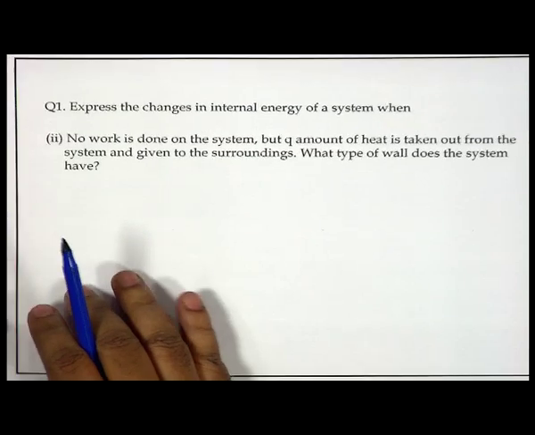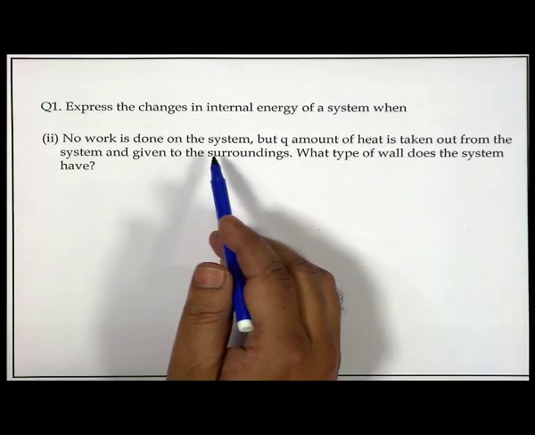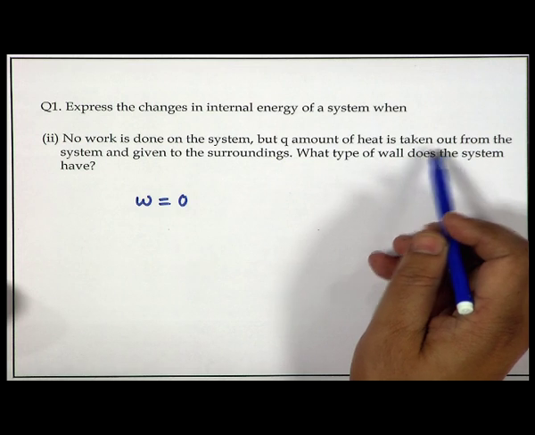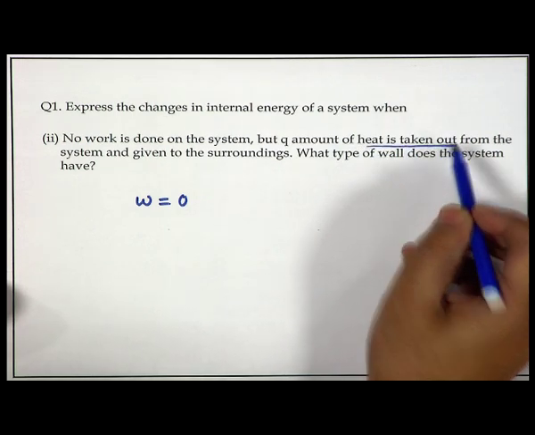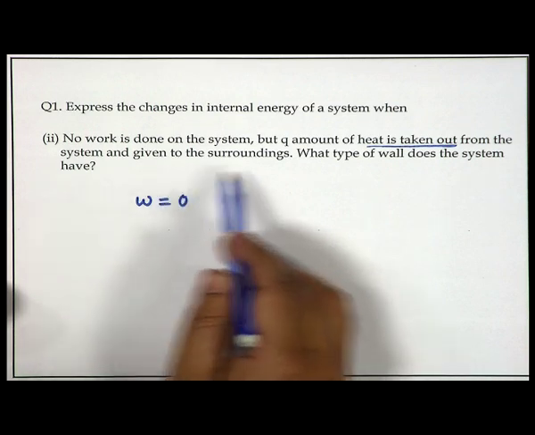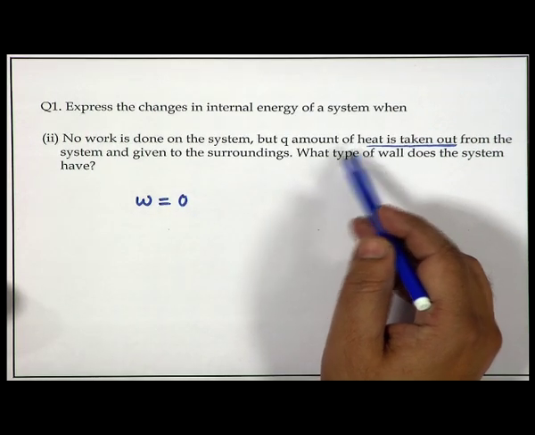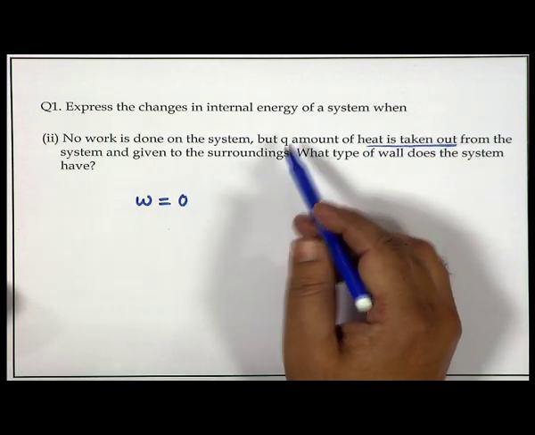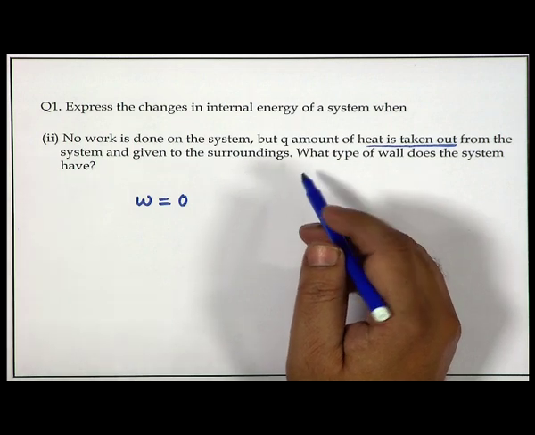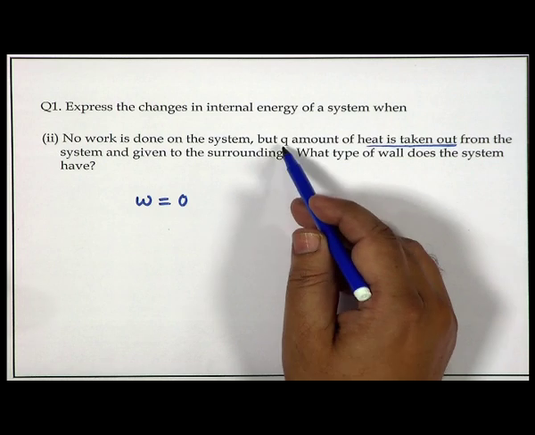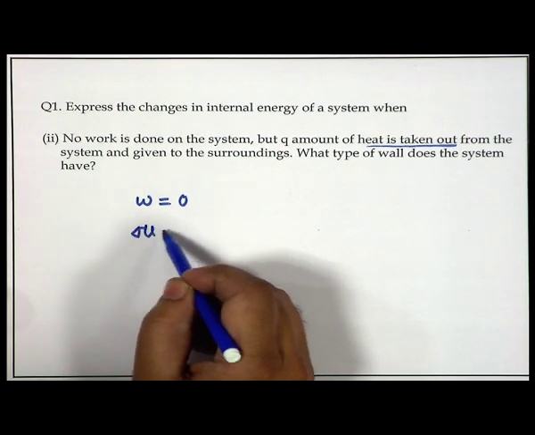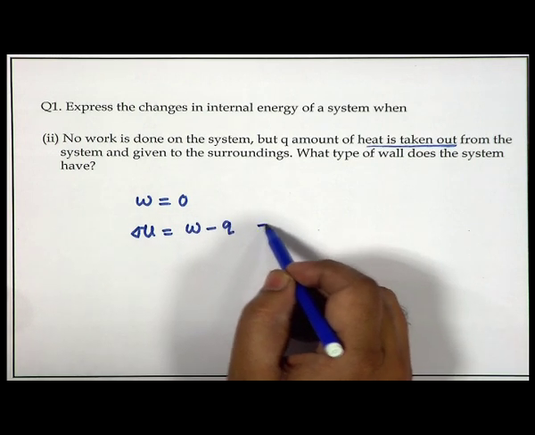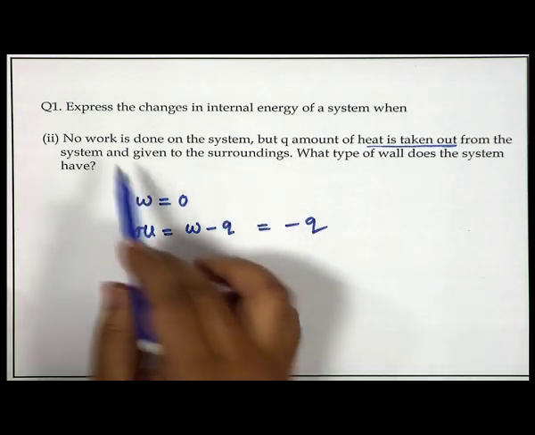In the second question, no work is done on the system. So, obviously, W is 0, but Q is the amount of heat taken out. Note this term, taken out from the system and given to the surroundings. So, in this case, the system is losing some energy and the magnitude is Q here. So, from the first law, in the main equation we had Q as an increase. In this case, because it is decreasing, we will write W − Q, which is −Q in this case, since no work is done on the system.